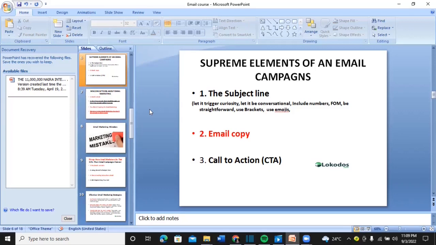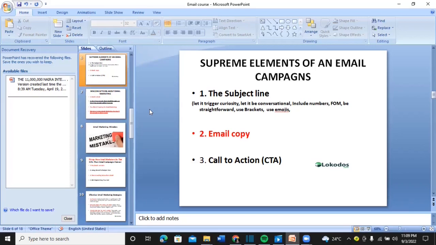So the headline must be catchy and attention grabbing. We are going to look at that later. Now, what are the things that can make your subject line effective? Number one, make sure that it triggers curiosity. Give them a title that will make them want to see what is inside of your email. Trigger their curiosity.